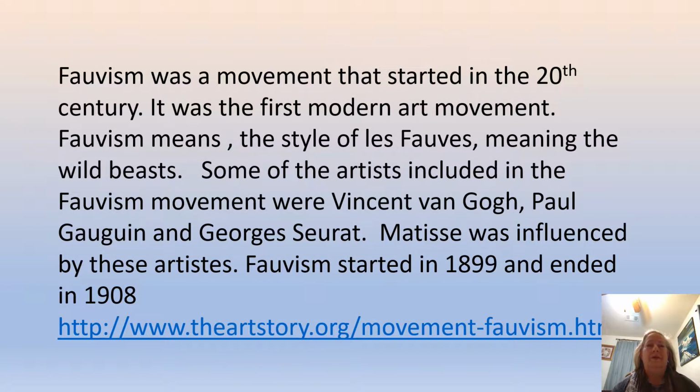Okay, here's a little bit about the definition of Fauvism. It was a movement that started in the 20th century. It was the first modern art movement. It means wild beast. Some of the artists included in that movement were Vincent van Gogh, Paul Gauguin, and Georges Seurat. Matisse was influenced by these artists. Fauvism started in 1899 and ended around 1908.